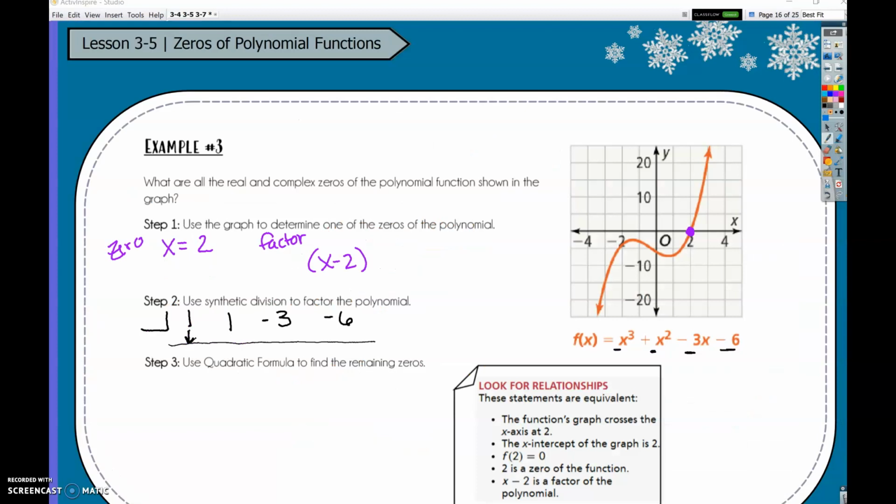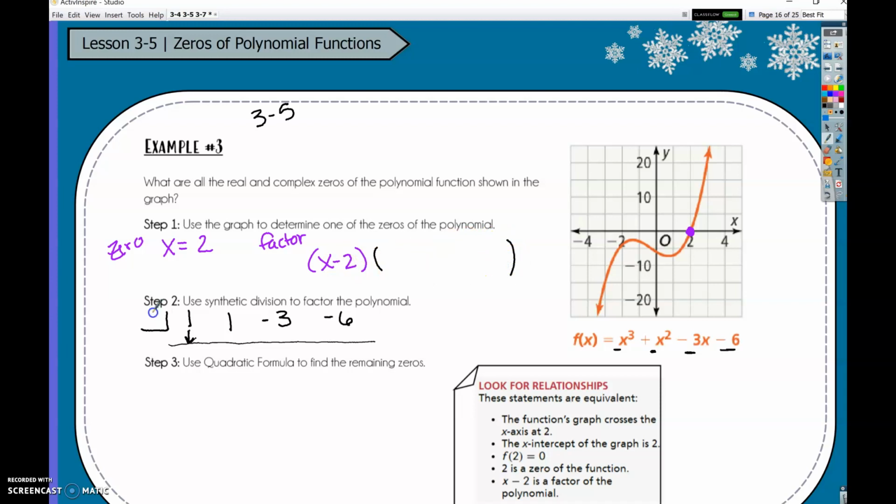So for this example, it comes from 3-5, and we want to use this graph to find one of the zeros of this polynomial. Well, I see it crosses at 2, so my x equals 2 is a 0. That means one of my factors is x minus 2. But I want to find the rest of the equation.